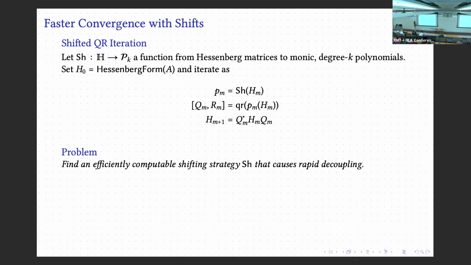So, there needs to be some global rule for choosing the polynomial. It can depend on the matrix, though. It can depend on the current iteration. Questions?